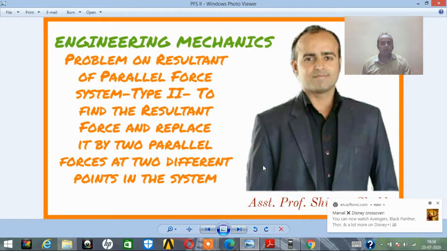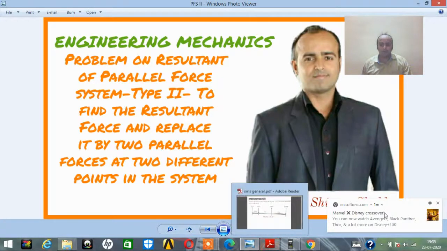This is Shivam Shukla and here I am to solve a problem on engineering mechanics. It's a problem on resultant of parallel force system type 2, to find the resultant force and replace it by two parallel forces at two different points in the system. Let's see how the question statement goes.